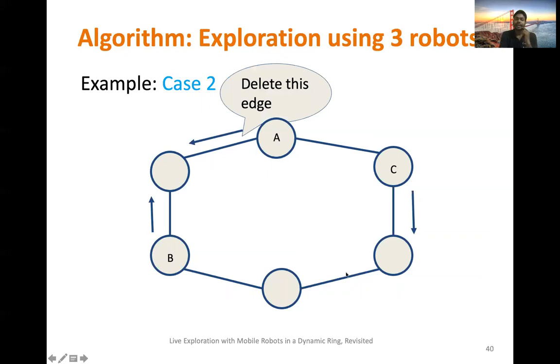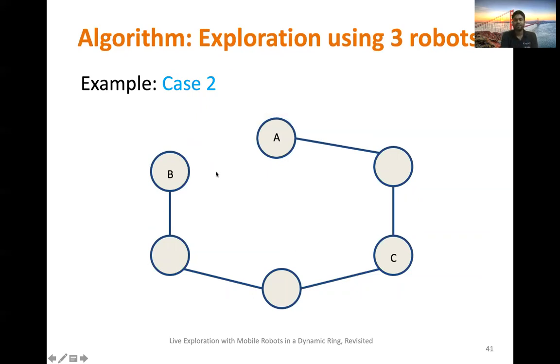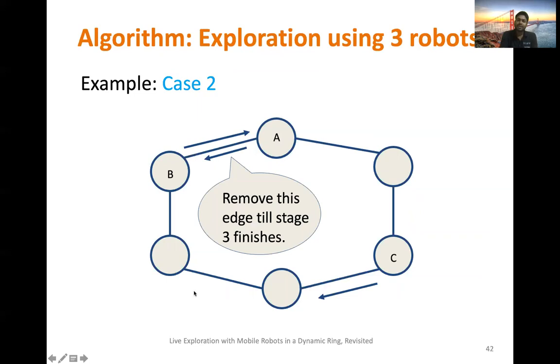But what could happen is that the adversary can delete this edge, and it can block the meeting of A and B, right? So A and B cannot meet, but C is doing this movement from this side, from A coming to this side. Let's say the adversary keeps this edge deleted until this stage finishes. What could happen? It blocks A and B permanently. Whenever this edge is available, A and B can meet, because they can move.